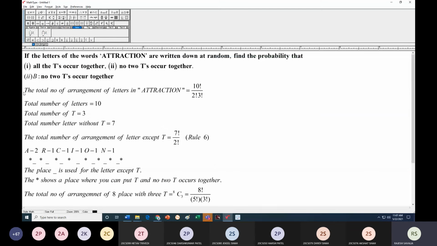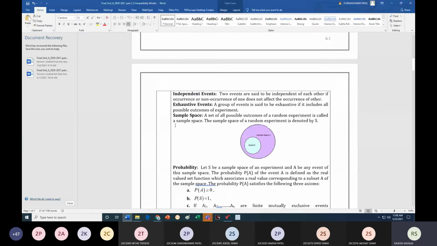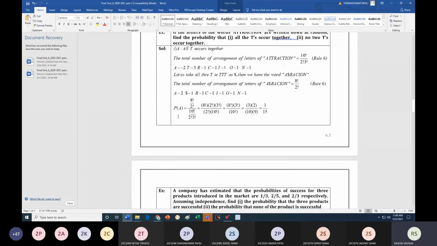So let me take this file. Second solution, event B: no two T's occur together. So that is my example.